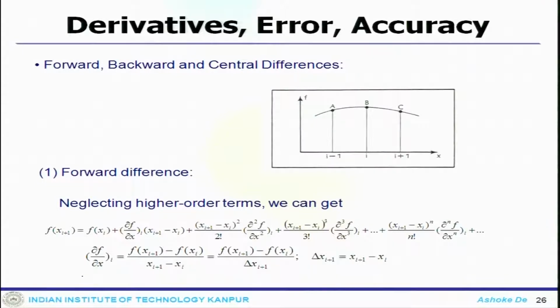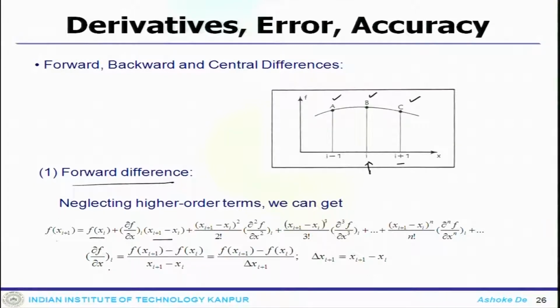Now, this we have been doing: you have a point here at I, you have a point ahead of it at I plus 1 and you have a point I minus 1. Now, if you do forward differencing, I am trying to find the value at I plus 1 using the value at f x I, del f del x at I, and the distance between these two.